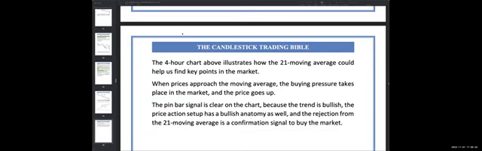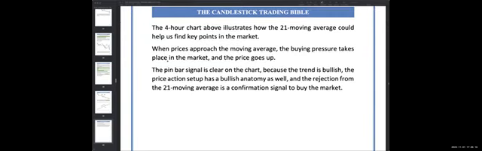With screen time, you will get to understand which ones to take and which ones not to take. And for this particular example, we are just looking at the ones on moving averages. We're not looking at anything else. All right, so don't get too confused. The 4-hour chart above illustrates how the 21 moving average could help us find key points in the market. When price approaches the moving average, buying pressure takes place in the market and the price goes up. The pin bar signal is clear on the chart because the trend is bullish.